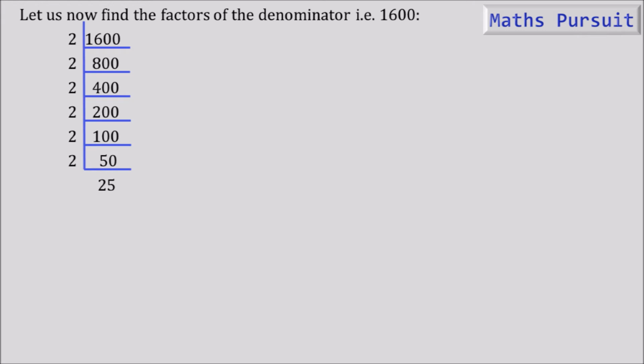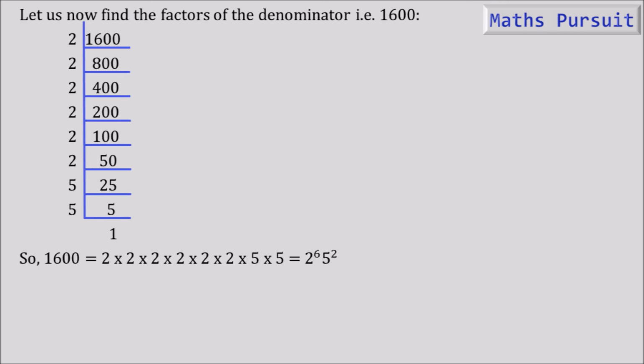Now 25 is divisible by 5, I am getting 5. Now 5 is divisible by 5 itself and I am getting 1. So here our factorization stops. Now I can represent the number 1600 as 2 into 2 into 2 into 2 into 2 into 2 into 5 into 5, which is nothing but 2 to the power 6 into 5 to the power 2. Or I can say 15 by 1600 is equal to 15 by 2 to the power 6 into 5 to the power 2. Guys, now we got the denominator as 2 to the power 6 into 5 to the power 2.